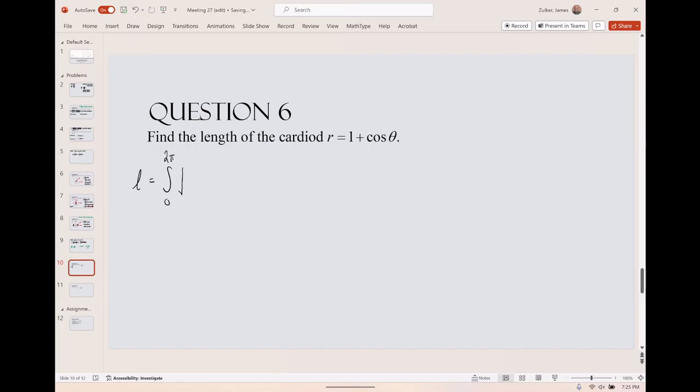So 0 to 2 pi, square root of r squared plus r prime squared. What is dr d theta? Close. It's a negative sign. Lucky for you, when you square it, it doesn't matter.